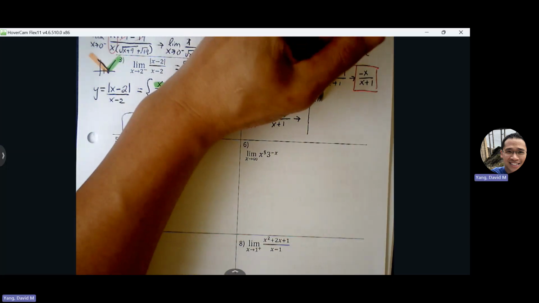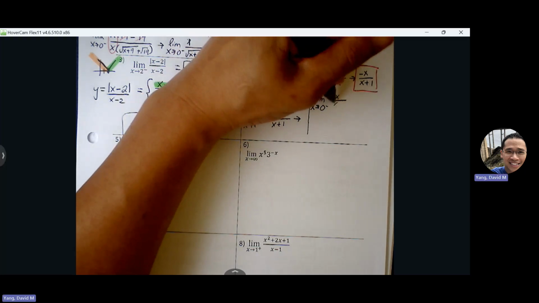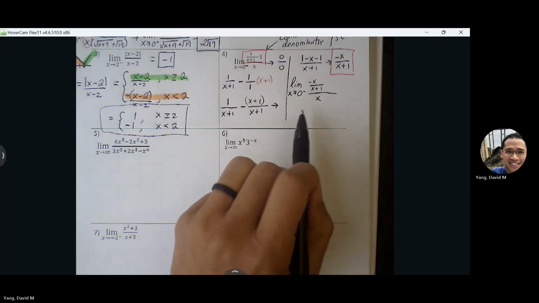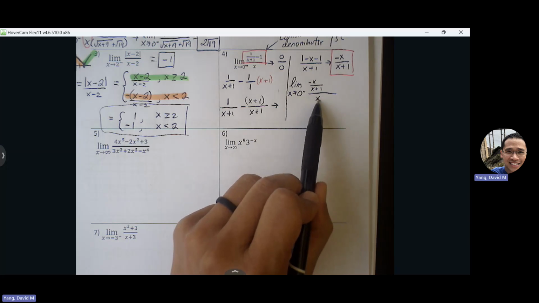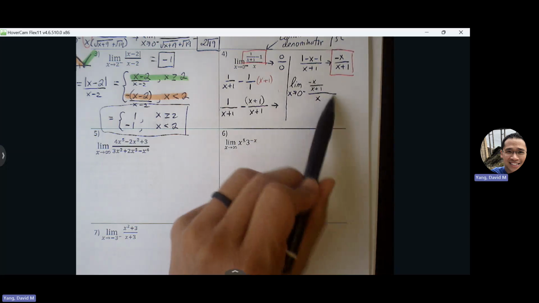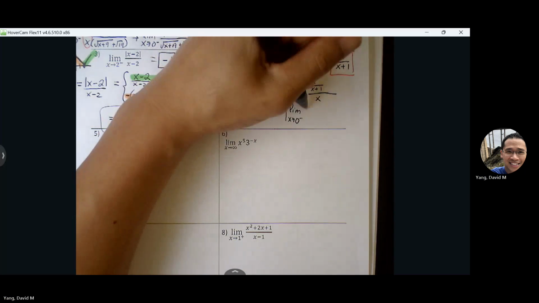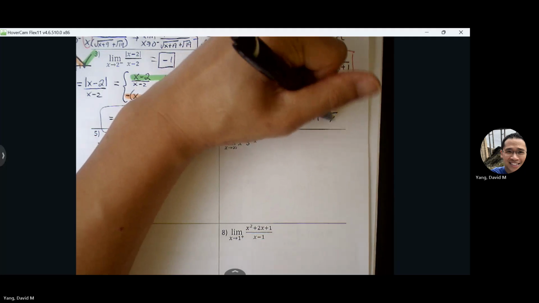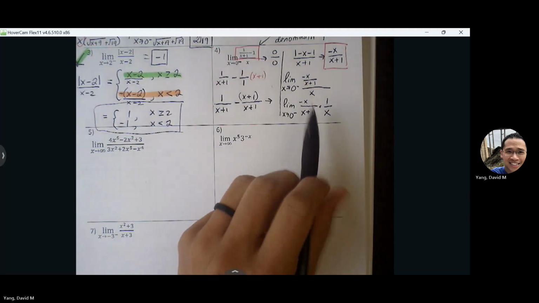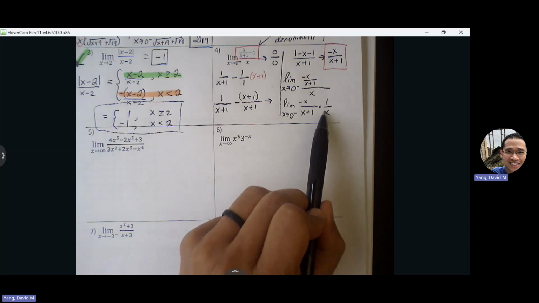Let's rewrite the limit. Negative x over x plus 1 all over x. Dividing by a value is same thing as multiplying by its reciprocal, especially if we're dealing with a complex fraction. So dividing by x is same thing as multiplying by its reciprocal times 1 over x. And this is what we want.